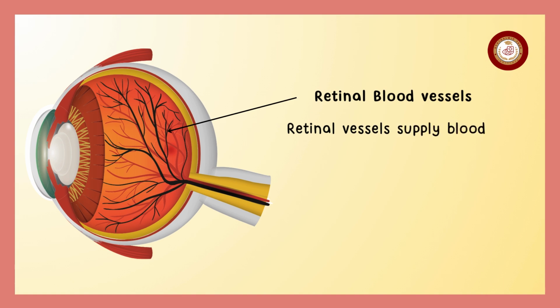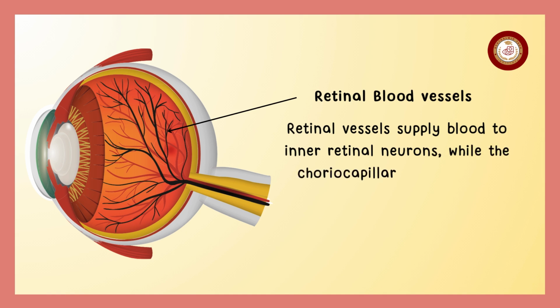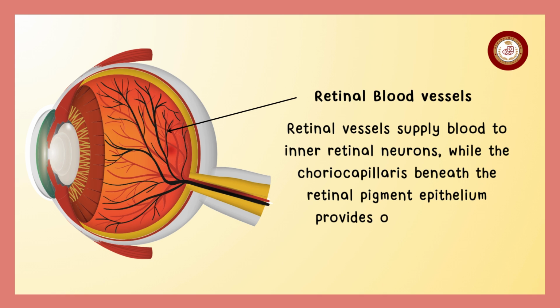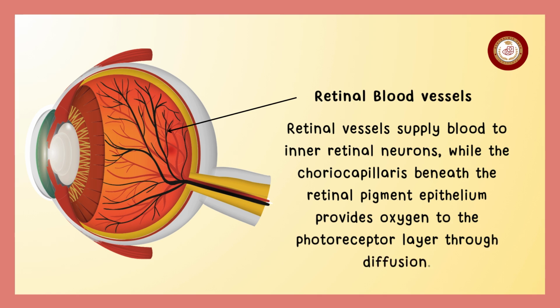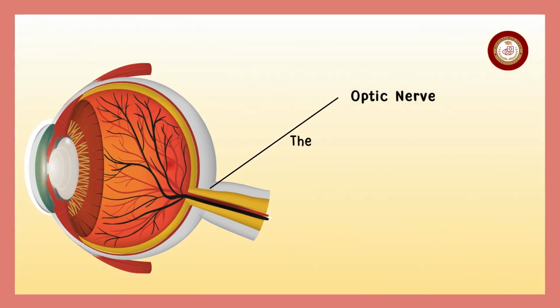Next, we go on to retinal blood vessels. Retinal vessels supply blood to inner retinal neurons, while the choriocapillaries beneath the retinal pigment epithelium provide oxygen to the photoreceptor layer through diffusion. And again, we'll cover more of that in our disease process.